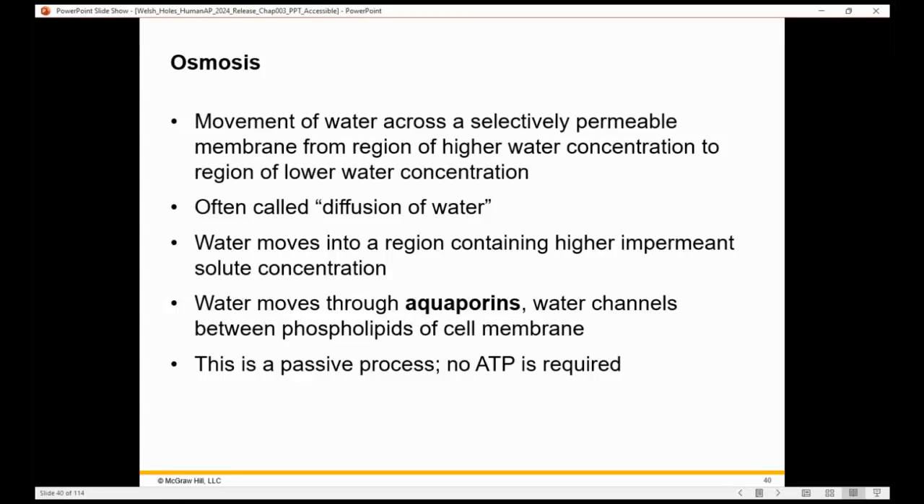But water is actually moving towards the higher solute concentration. So we often call this diffusion of water. Water moves into a region that contains higher impermeant solute concentration. And water moves through aquaporins. These are water channels between the phospholipids of the cell membrane. So water does not just easily move through a cell membrane. It has to move through these pores. Again, this is a passive process.